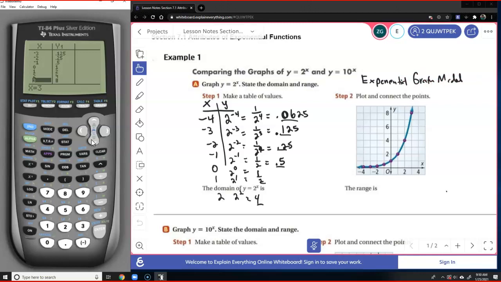And if we talk about domain, in other words, what are the possible x values? You notice it's from -infinity to +infinity, which means it's all real numbers. Now, I do want to introduce a word. This is called an asymptote, horizontal asymptote. It will never cross the x-axis, so the range will be y greater than 0.